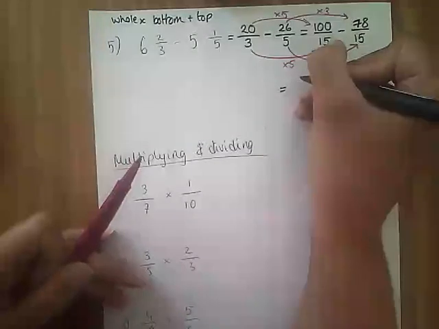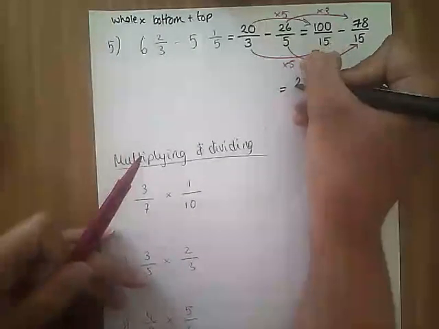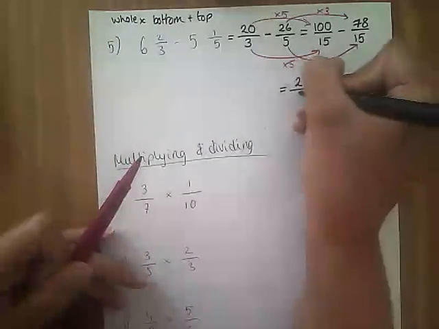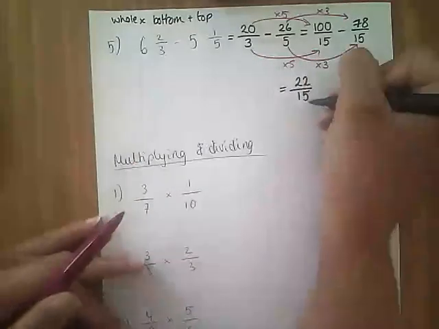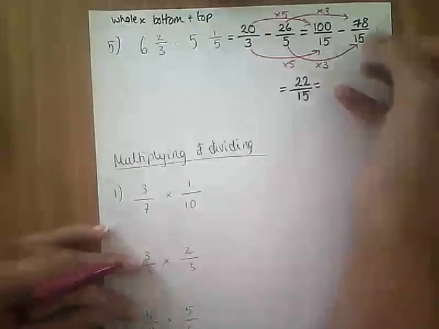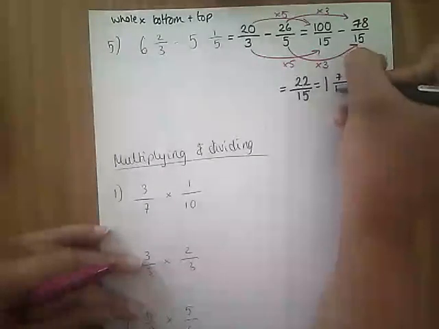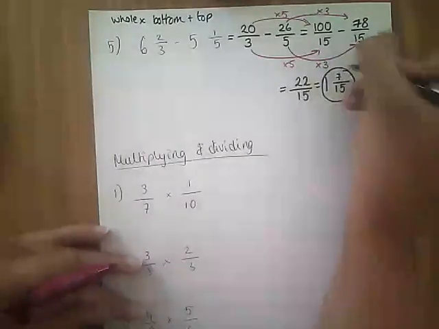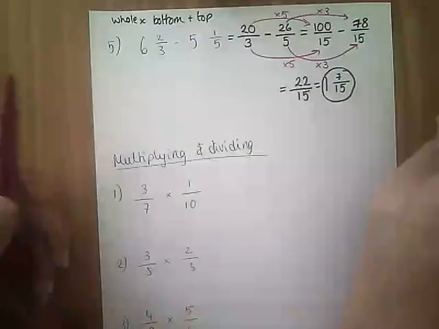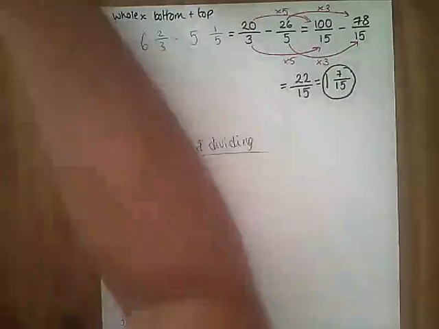100 take away 78 is going to be 22 over 15. How many 15s are in 22? 1. How many left over? 7 out of 15. The answer, 1 and 7/15. That is adding and subtracting fractions.